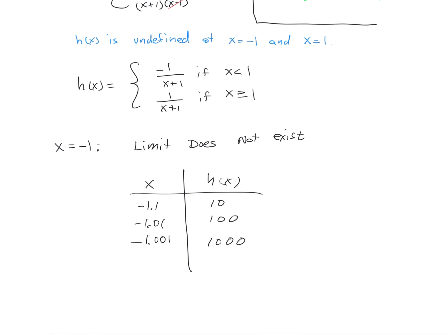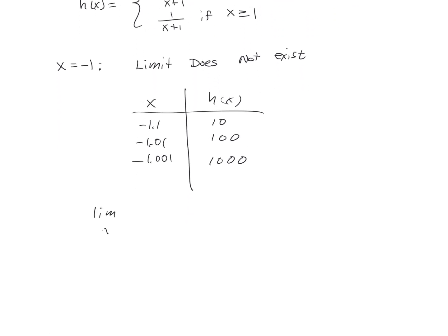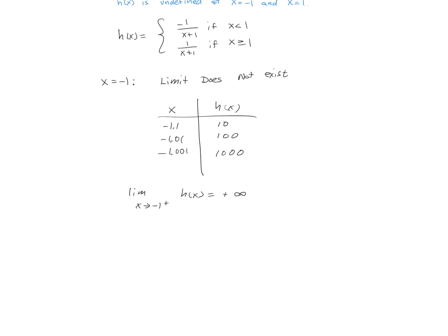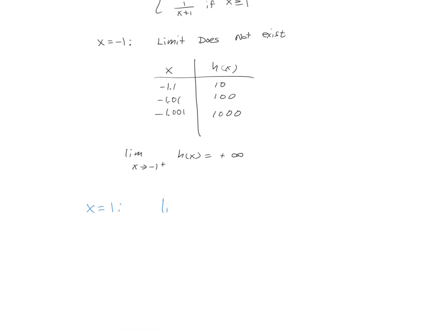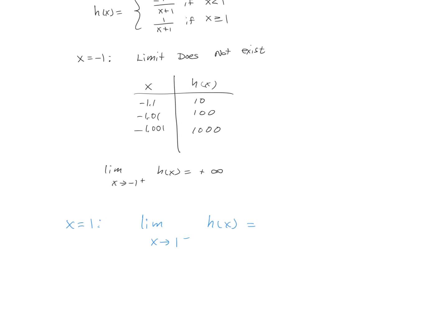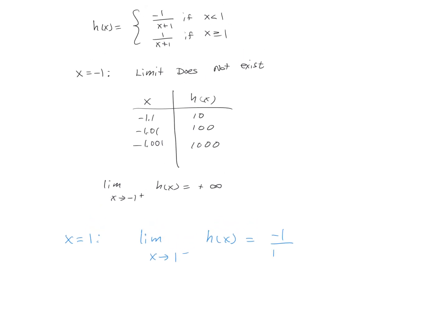So it should be pretty clear that the limit as you approach -1 from the right side of this function h of x is going to be positive infinity, which again doesn't exist, but it is a direction of where we're going. So that is the limit for -1. Now let's take a look at x is equal to +1. Once again, we look at left and right limits. So if we look at the limit as x approaches 1 from the left of h of x, that means that the values are less than 1. So that's going to be negative 1 over 1 plus 1, which is negative 1/2.